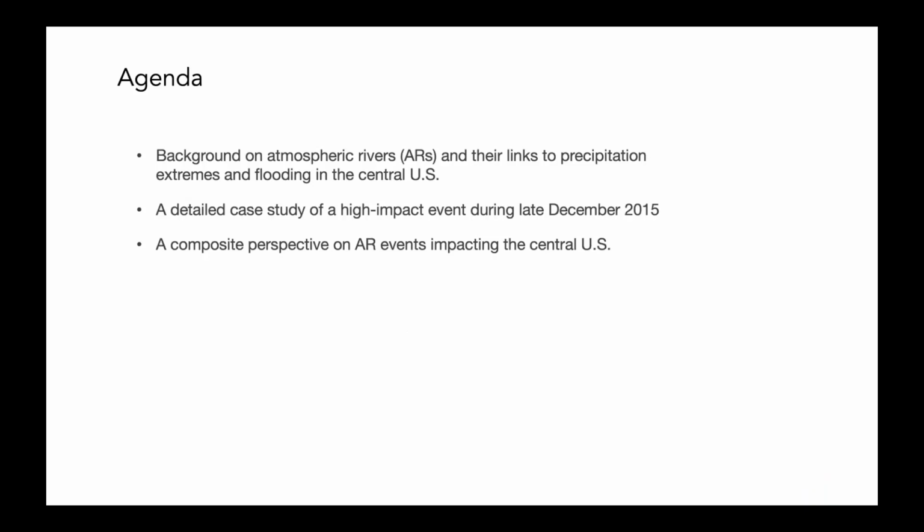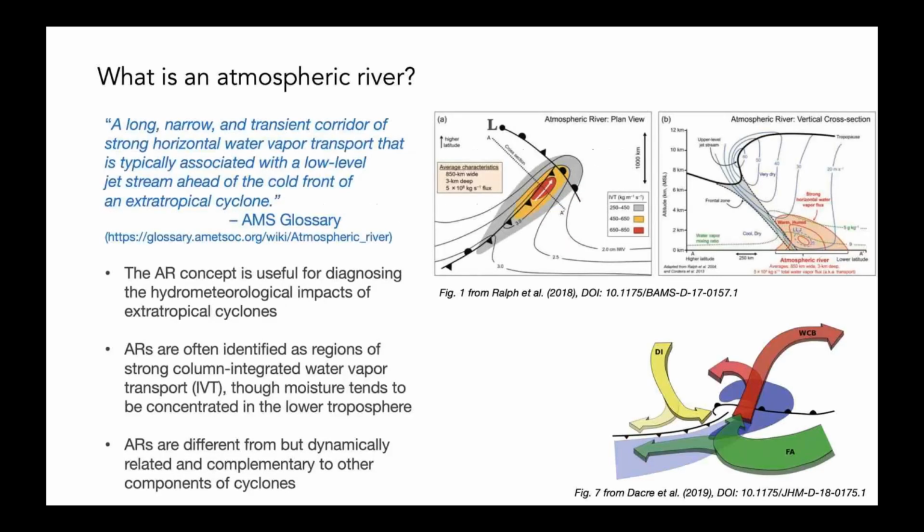So the agenda for the talk is pretty simple. I'm going to go into some background on atmospheric rivers and their links to precipitation extremes and flooding in the central U.S. For most of the talk, I'll be presenting a case study of a high impact event during late December 2015. And then I'll wrap up by showing some composite results for AR events impacting the central U.S.